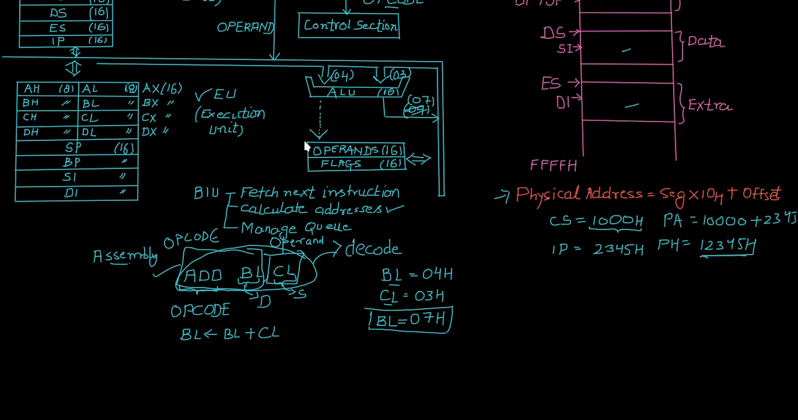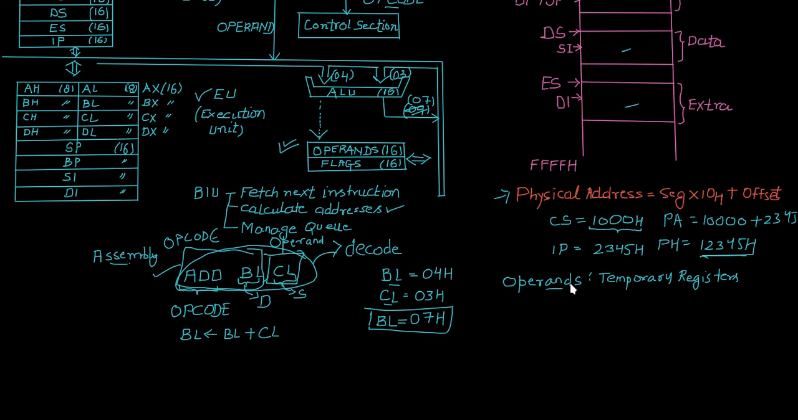Now just focus on this component, which is the operands and the flags, and both of these registers are basically 16-bit registers. The operands are basically known as the temporary registers. I'm going to write here temporary registers.